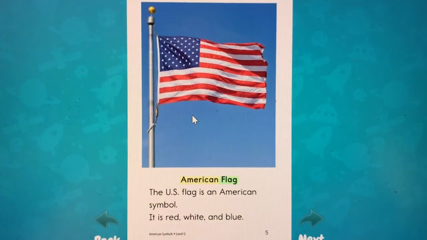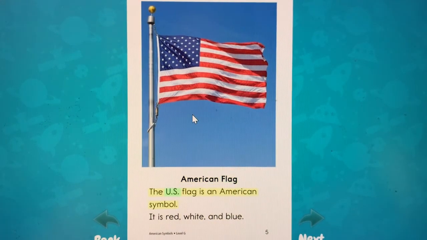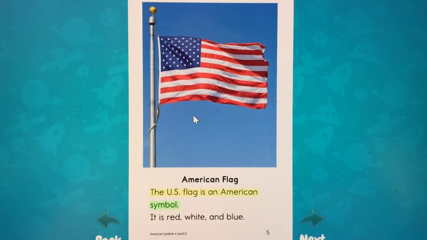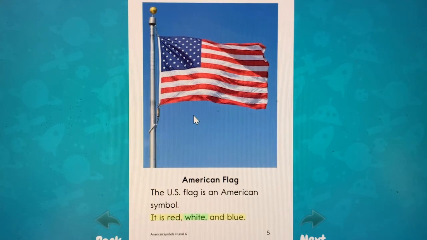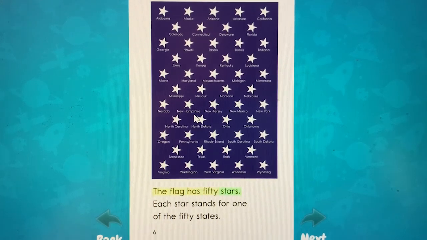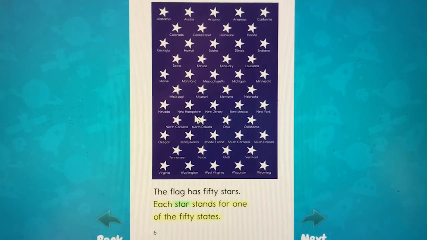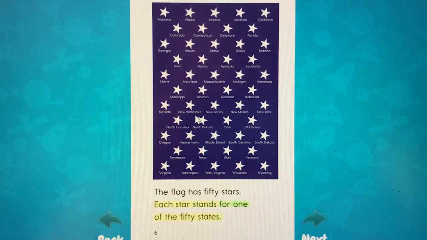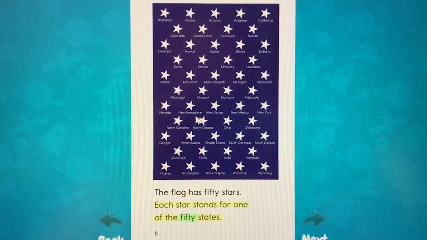American flag. The U.S. flag is an American symbol. It is red, white, and blue. The flag has 50 stars. Each star stands for one of the 50 states.